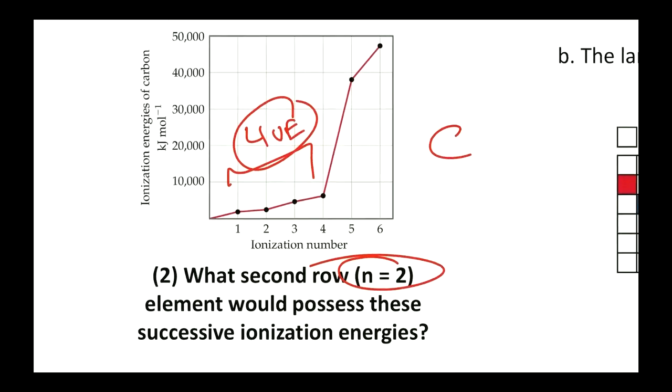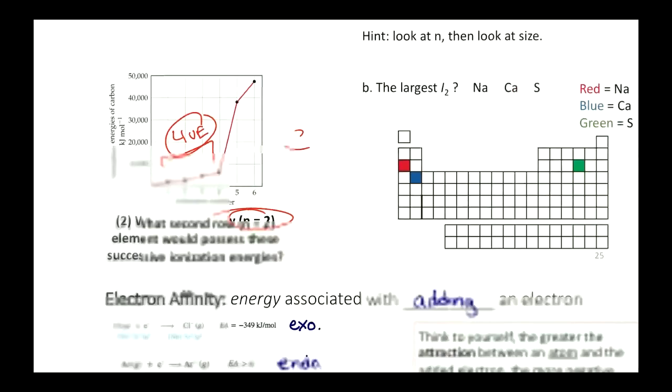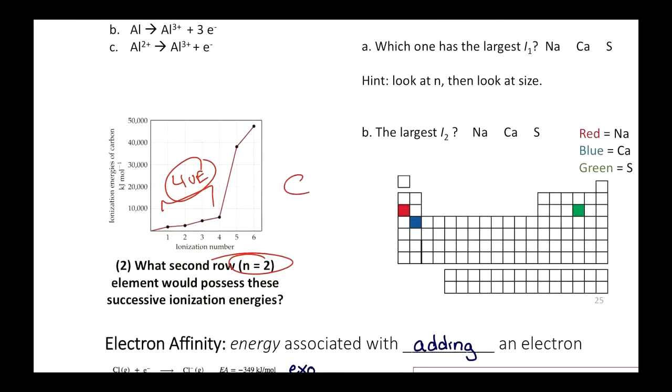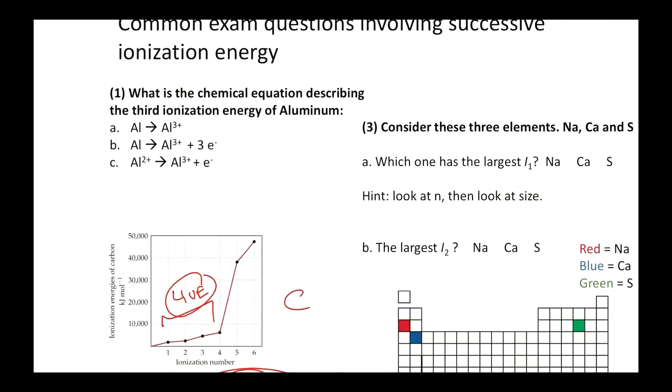Notice how all of the successive ionization energies always go up. You don't see a dip, where the first electron is easy to remove, the second is harder, and the third is a little bit easier. It goes up, and then you see a huge jump, which indicates your inner shell. All right, so that's the second question. Let's look at the first question now.